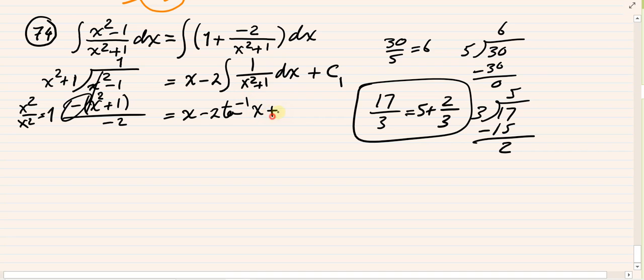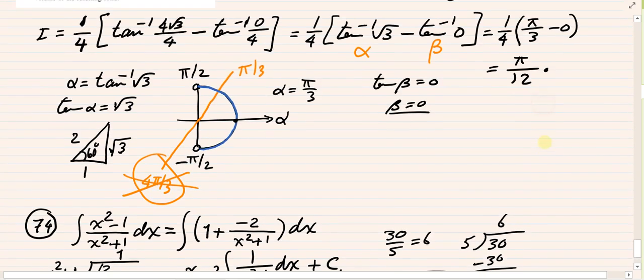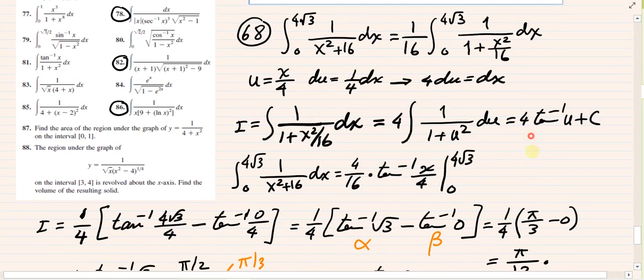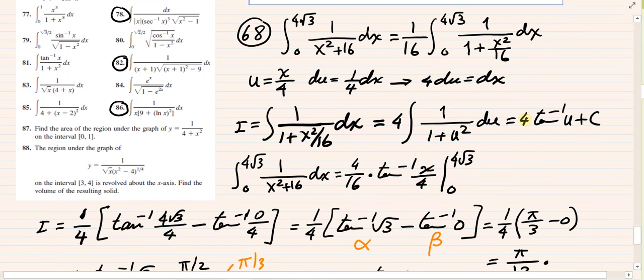And technically there will be a C2 as a consequence of this indefinite integral, but remember we combine the constants into what we call a global constant. That will be x minus 2 arc tan of x plus C. There. All right, so there's number 74 for you. And then next we're going to look at number 78. Let me bring 78 down to work it.